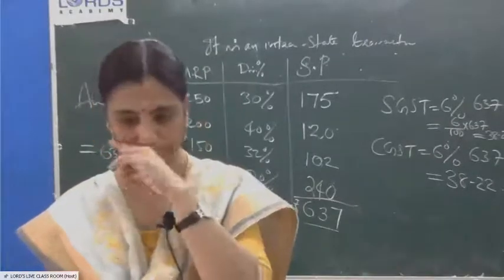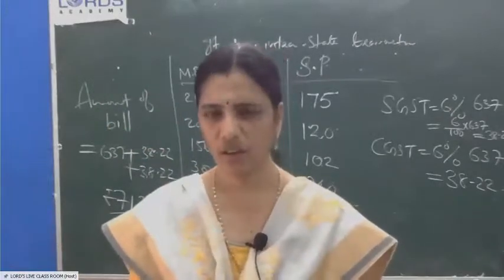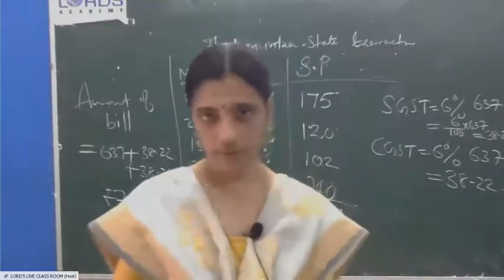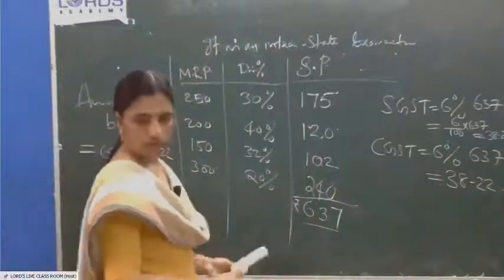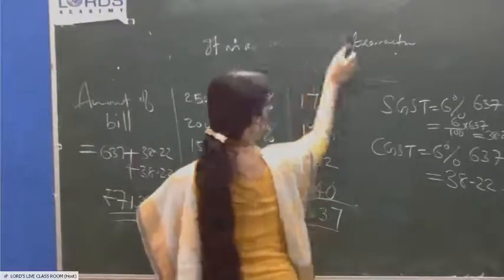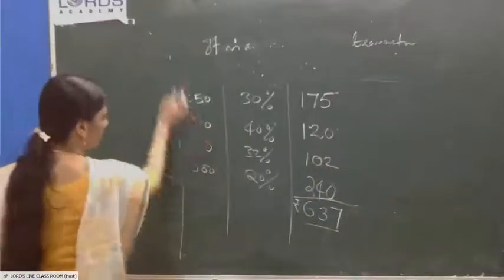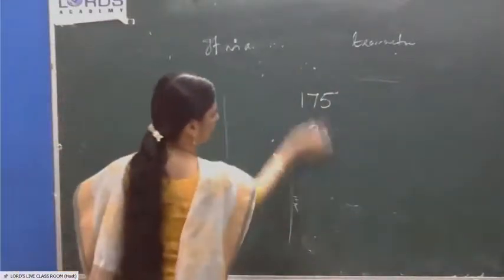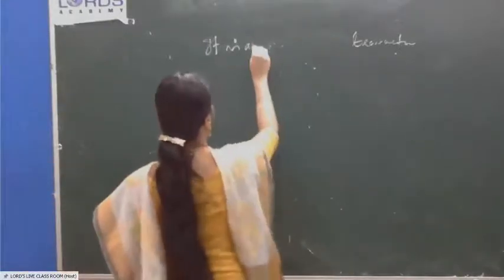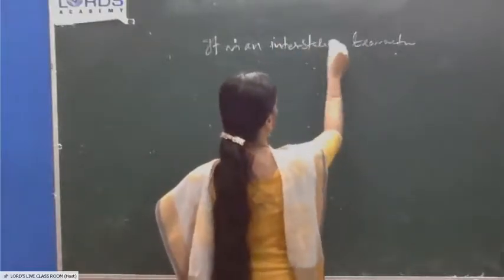Then here I cannot add up all the amounts. Why? First let me prepare the table, then I will tell. You need not wait for me. I hope by this time you prepared the table, 2 columns over, no? 2 columns. It's an interstate transaction.